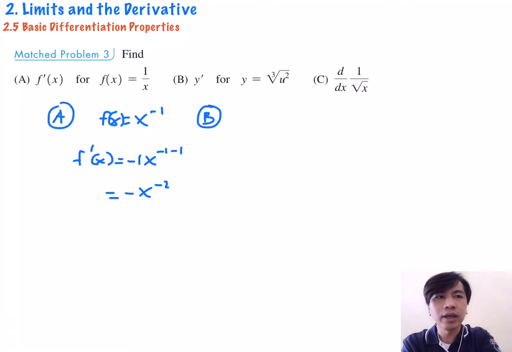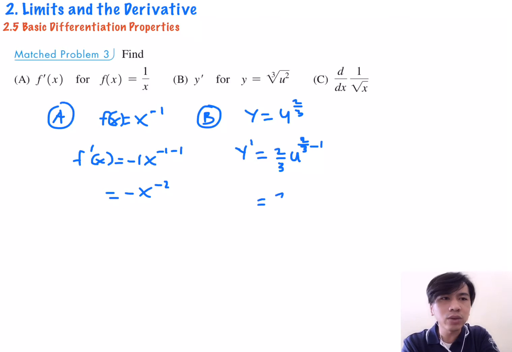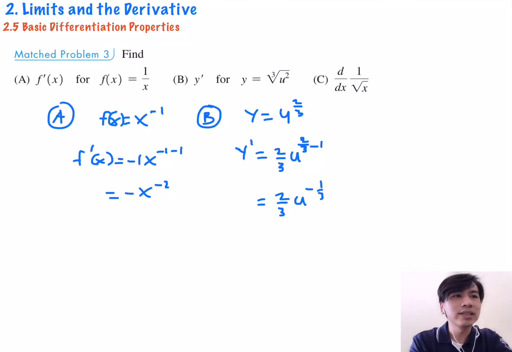B, okay, so B, again, we put it in exponent form, so we'll get y equal to u to the power of 2 over 3. And we can just put y prime equal to 2 over 3 u to the power of 2 over 3 minus 1. So then we'll get 2 over 3 u to the power of negative 1 over 3. Yeah, easy, right?